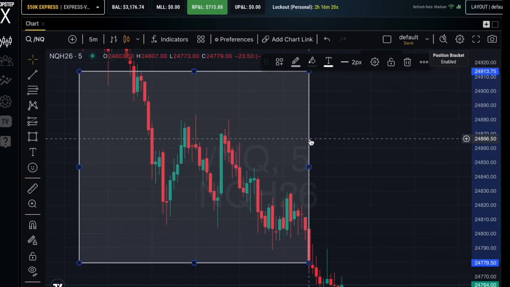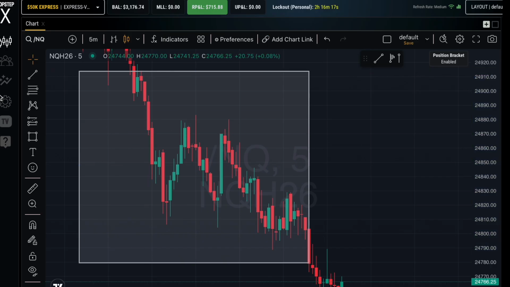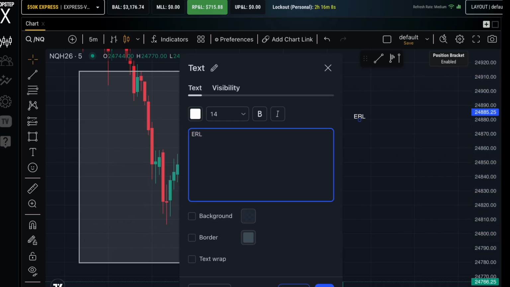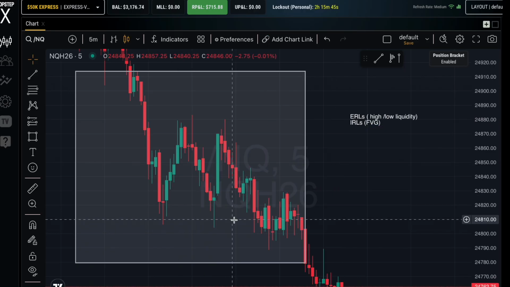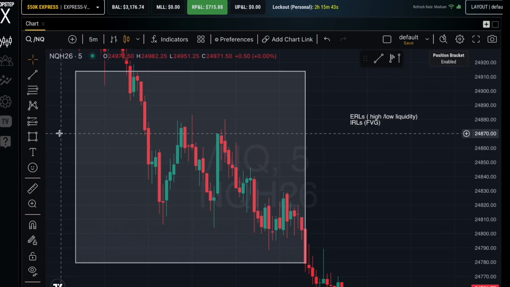I trade liquidity sweeps based off of ERLs and IRLs, right? IRLs is often known as fair value gap. ERLs being obviously high/low liquidity. Very simple. I mean, you can even see it right here. I'm going to show you real quick.